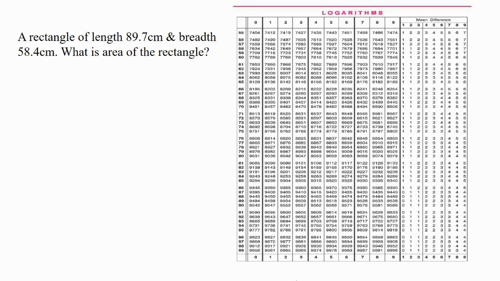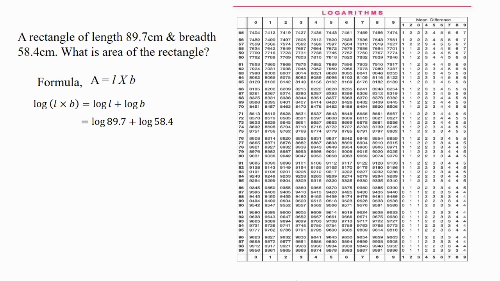A rectangle has length 89.7 cm and breadth 58.4 cm. What is the area of the rectangle? Formula: area of a rectangle A is equal to length into breadth. Logarithmic rule for multiplication is log of L into B is equal to log of L plus log of B. Let's substitute the value in the rule. Log of 89.7 plus log of 58.4.